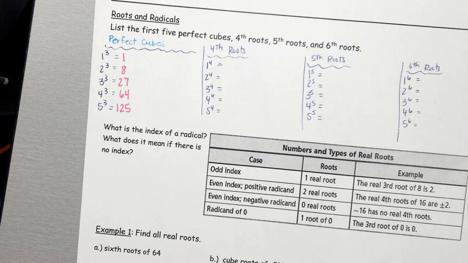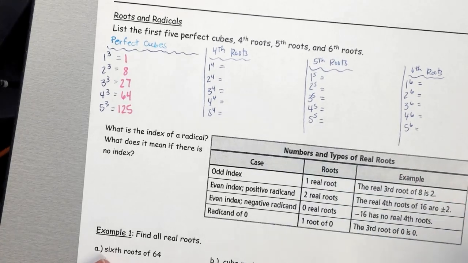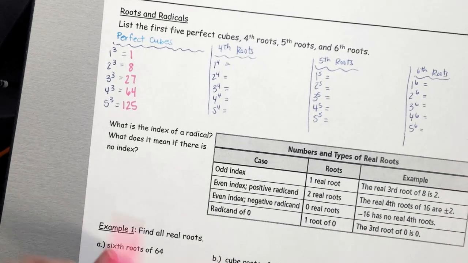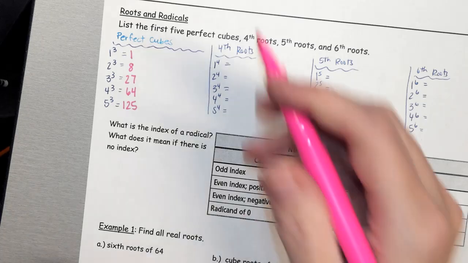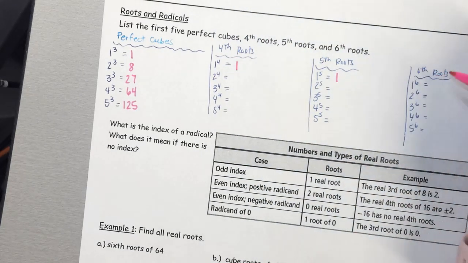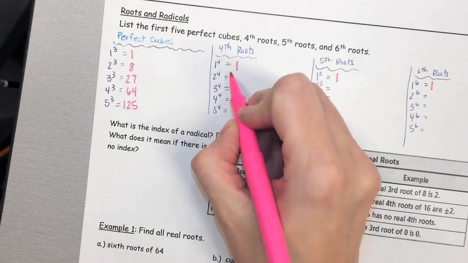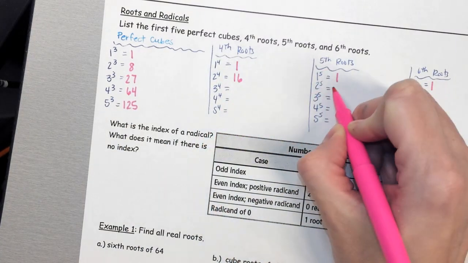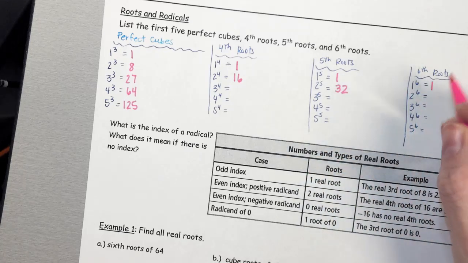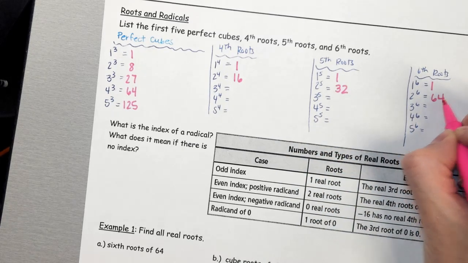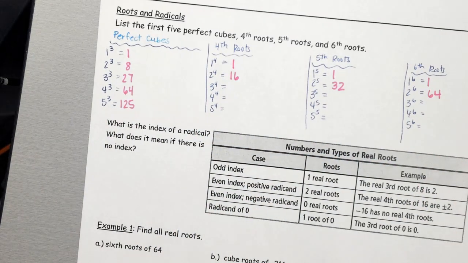Okay, so whenever you do 1 to a power, every single time, what did you get? 1. Okay, so for all of these, you should have 1. And then if 2 to the third is 8, 2 to the fourth is 16, 2 to the fifth, 32, and then 2 to the sixth, because you're just multiplying by 2 each time.